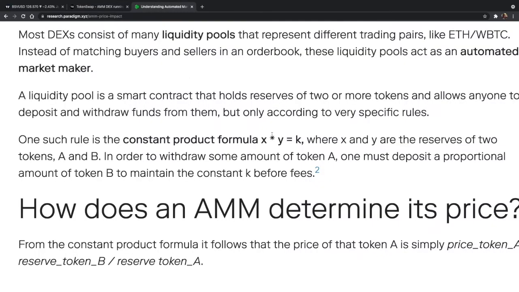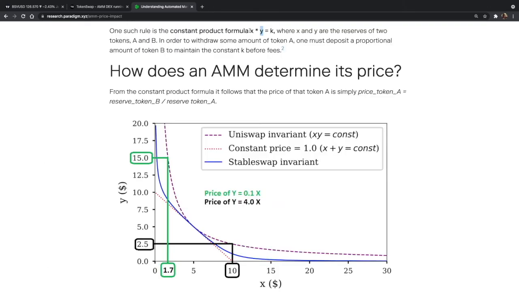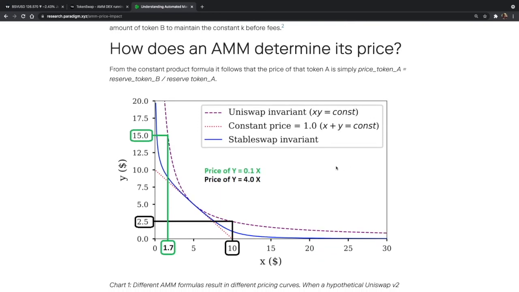And right now, so X is BSV, Y is TSC. This times this has to equal, let's say, whatever K is. It can be $100 million or $1 billion. So again, X is BSV and Y is TSC. They have to equal K. K is set, predefined, whatever, right? And you have TSC right here, and you have BSV right here.